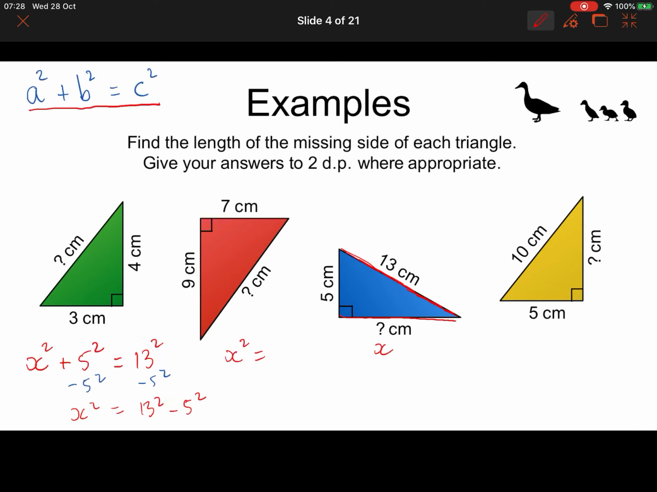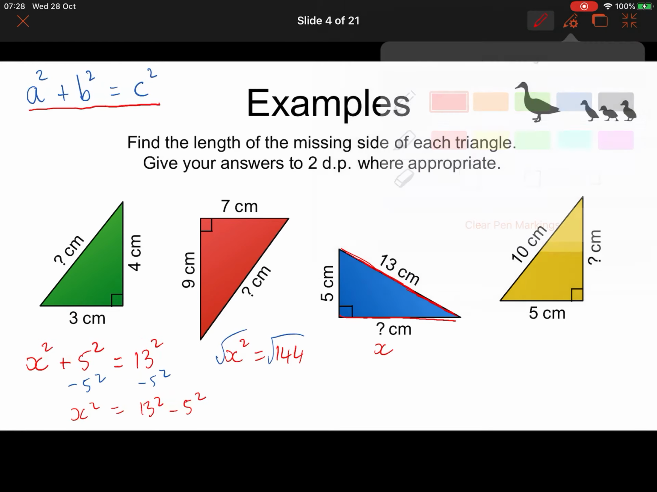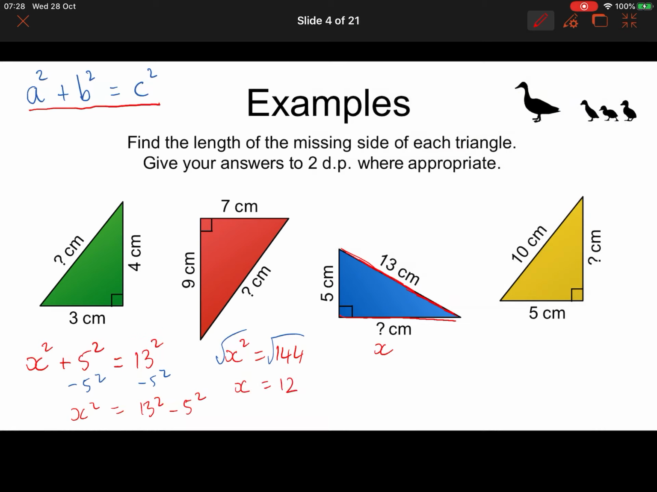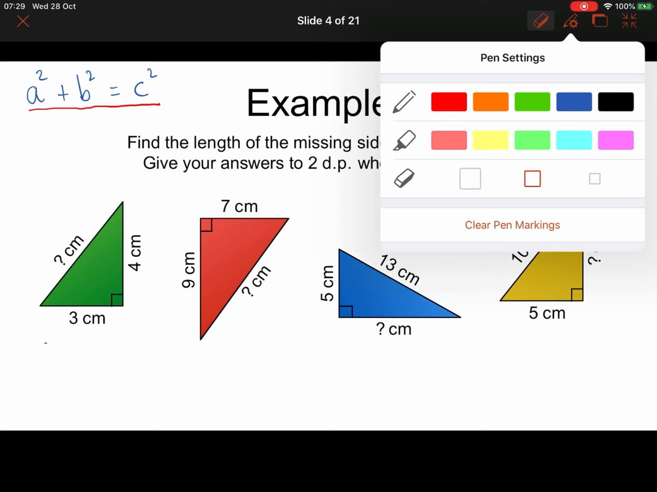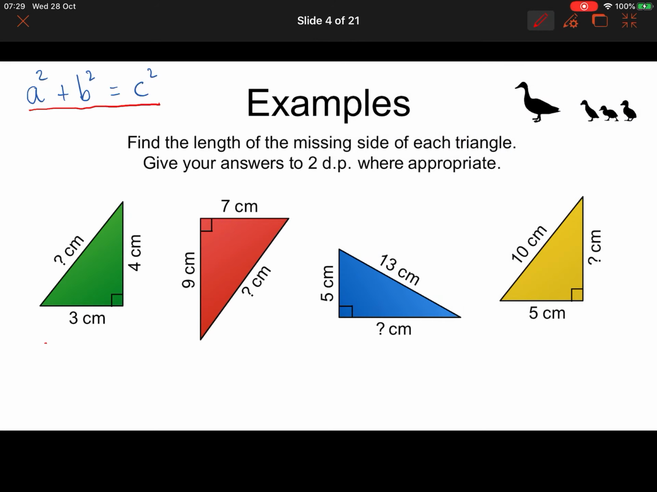Now, putting that directly into my calculator, I will see that x squared is equal to 144. You can either use a calculator or recognise that that is a square number, 144. It's actually 12 squared. So when we square root both sides, we're going to find out that x is equal to 12. Okay? So we can also use Pythagoras to find the shorter sides, not just the long side. Just have to understand how to solve equations properly. You are getting better at that, so that's good.